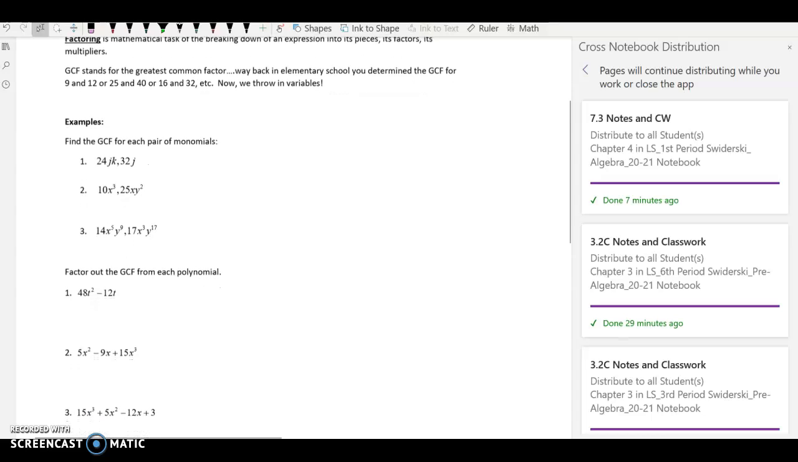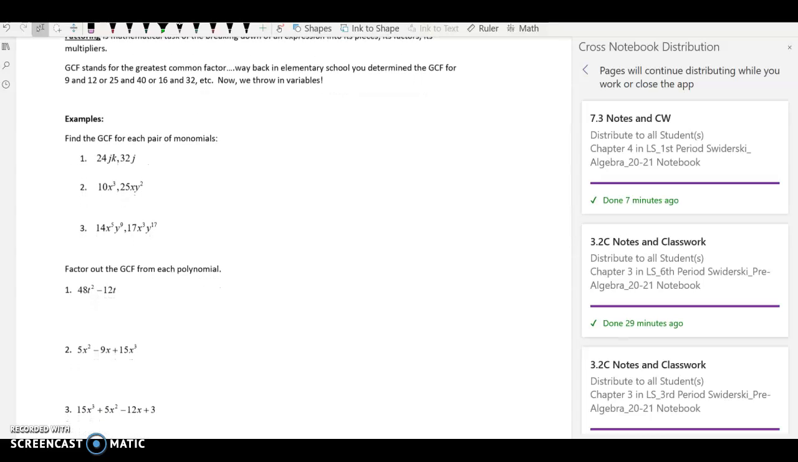So now what we're going to do is look at these monomials and decide, what's their greatest common factor? When I have 24jk and 32j, I know that these both are even numbers, so I know I can take 2 out of them. I know I can take 4 out of both 24 and 32. 6 won't work. 8 is going to be the GCF they have in common. Well, they also are going to have a j in them, right? So 8j is going to be my greatest common factor because they both share a j. I can pull out 8j from both of these and simplify their expressions.